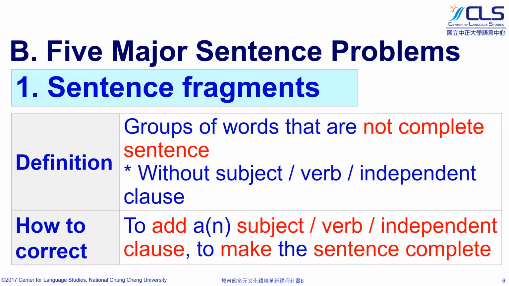So first, sentence fragments are groups of words that are not complete sentences. It may lack a subject, verb, or an independent clause. We can correct it by adding a subject, verb, or an independent clause to make the sentence complete.